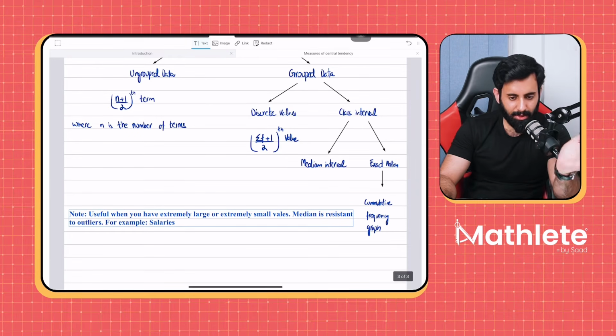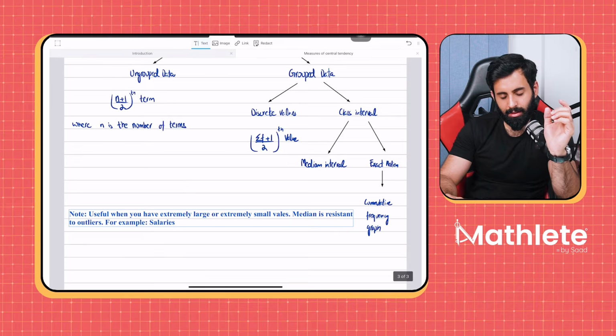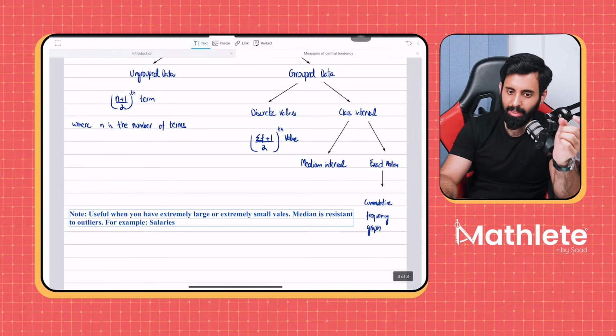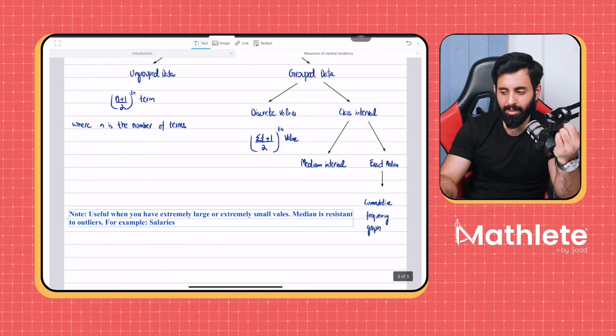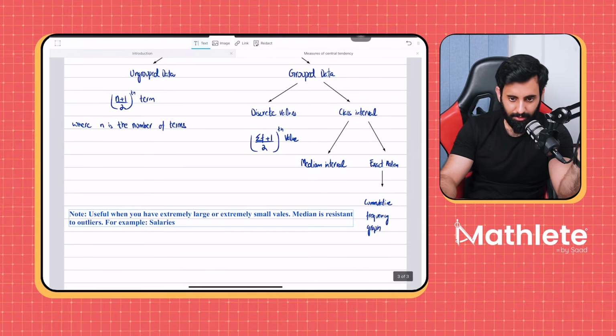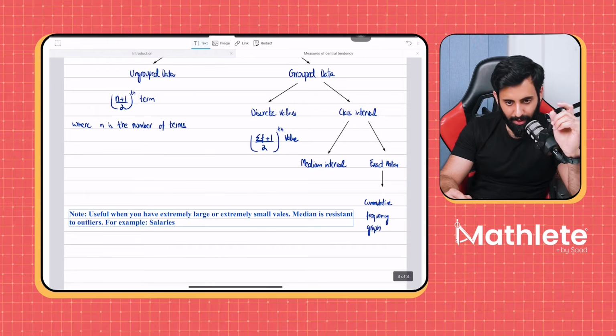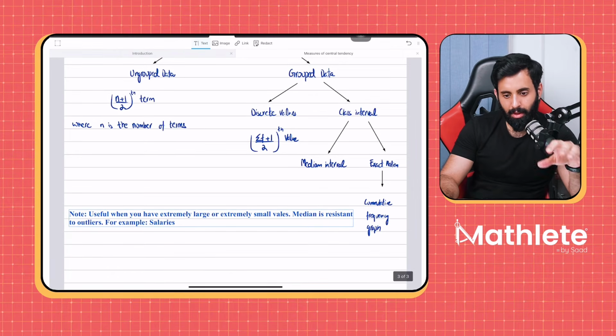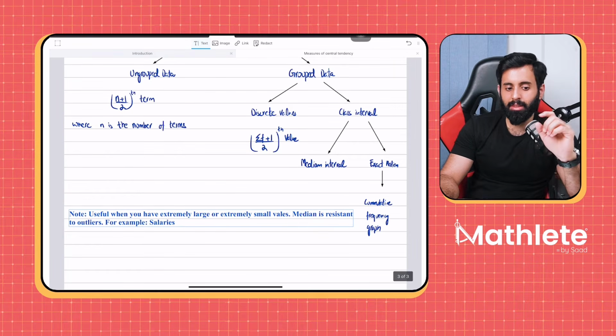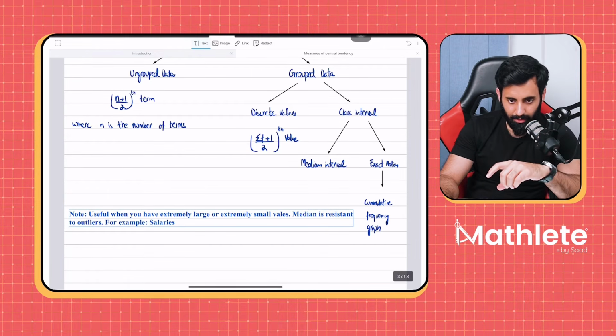I'm not asking for an exact value, but what will be the impact of that extremely high score on the mean? Will it increase the mean or will it decrease the mean? It will increase it, right? Why? Because when you're calculating mean, you have to consider all the values. Now let's say we calculate the median.